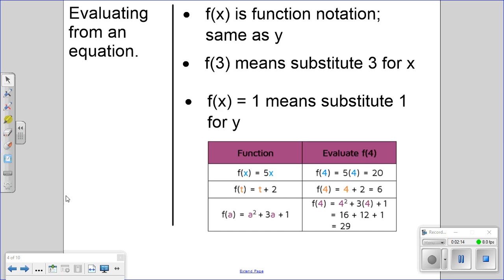When you're evaluating from an equation, again, f of x is function notation. It means the same thing as y. Remember that f of a number, so f of 3, means that you're taking the 3 and you're substituting it in for x in your equation. But if you see f of x equals a number, so f of x equals 1, it means to substitute in that value for y instead.